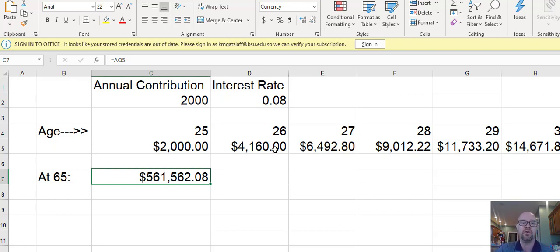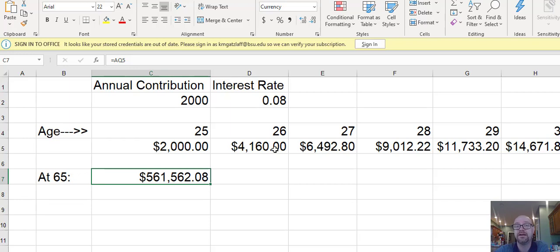The first thing I want to show you is how much of this 560-some thousand dollars was actual contributions by you. You started at age 25 and went until age 65. That's actually 41 contributions, but the point is the same. You made 41 $2,000 contributions. So $82,000 of this 560-some thousand is money that you set aside. Where did the other $480,000 come from?